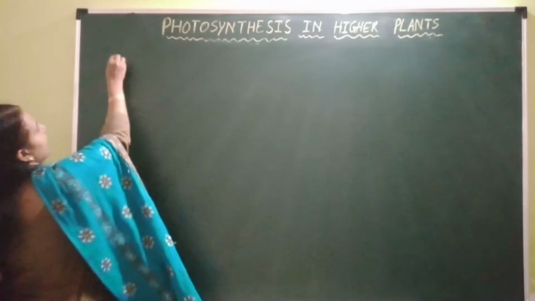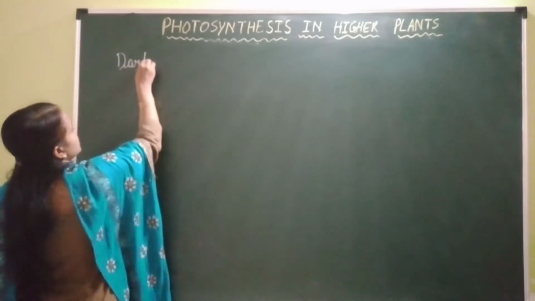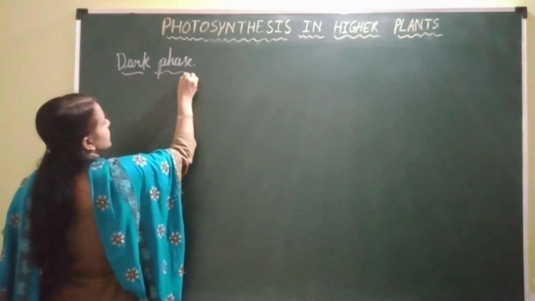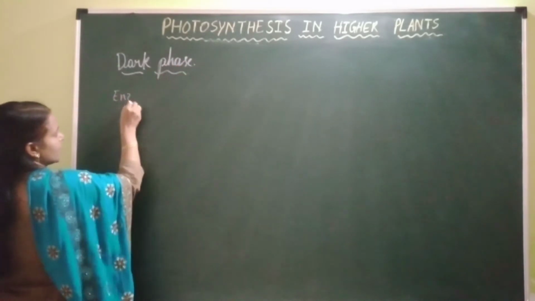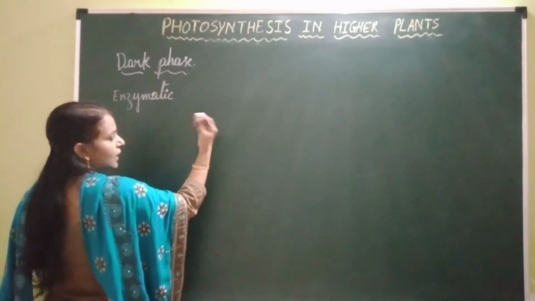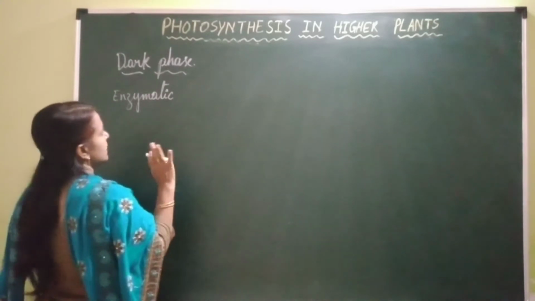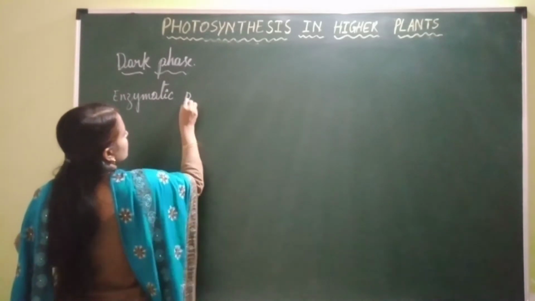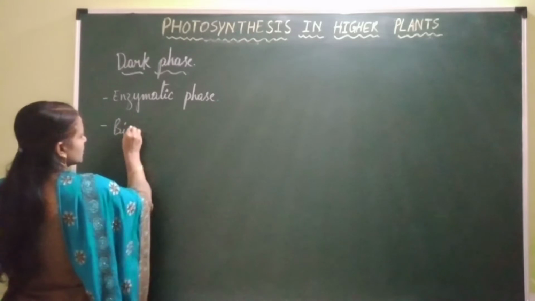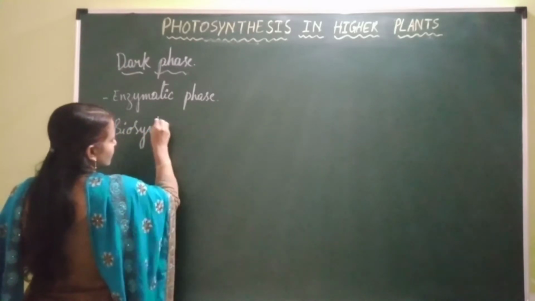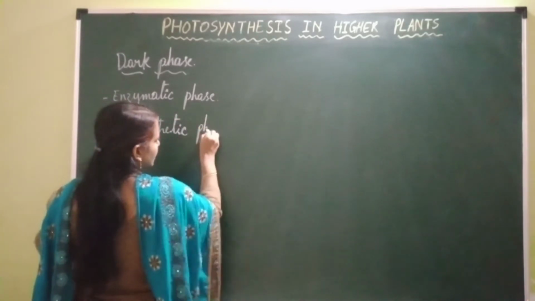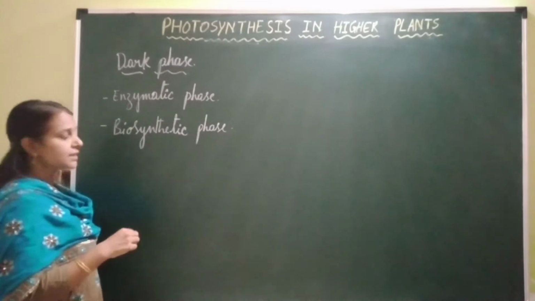So dark phase is also called as enzymatic phase, because during this phase many enzymes are involved in conversion of carbon dioxide into carbohydrate by utilizing the energy, that is ATP and NADPH. It is also called as biosynthetic phase, during which synthesis of organic compounds, that is glucose, occurs inside the living cell. Hence it is called as biosynthetic phase.